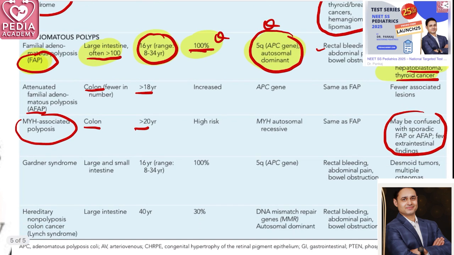Gardner syndrome. So Gardner syndrome is also in large and small intestine. Age group is same as familial adenomatous polyposis, and 100% malignant potential like FAP is there. Gene is 5q, APC gene is same, and desmoid tumor, multiple osteoma, fibroma, epidermal cyst. So Gardner syndrome and FAP share mostly similar presentation.